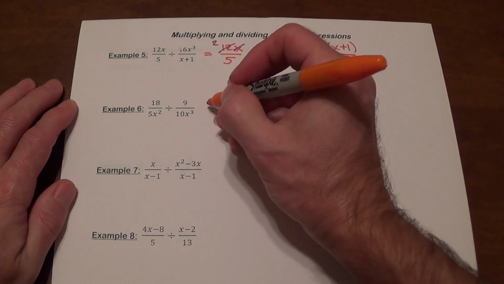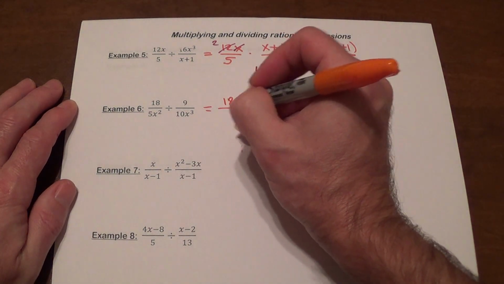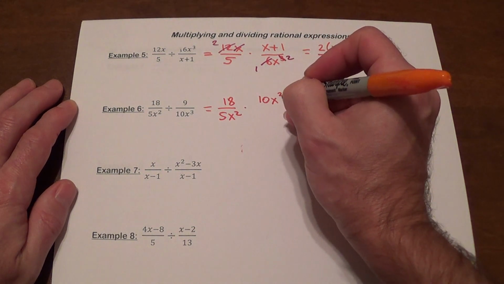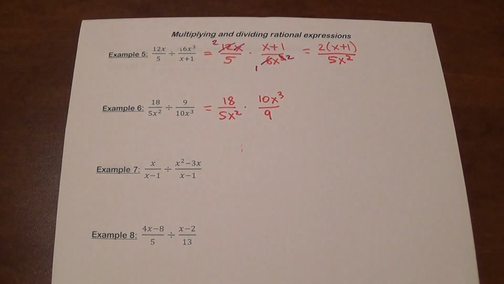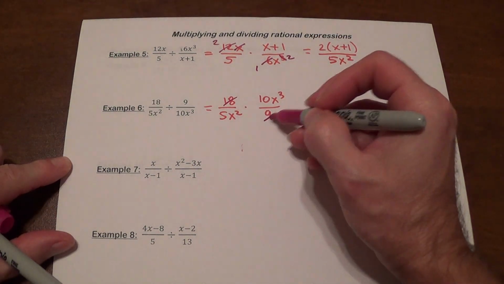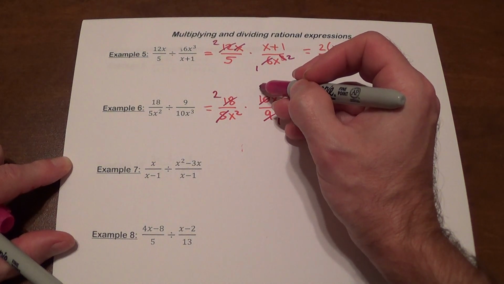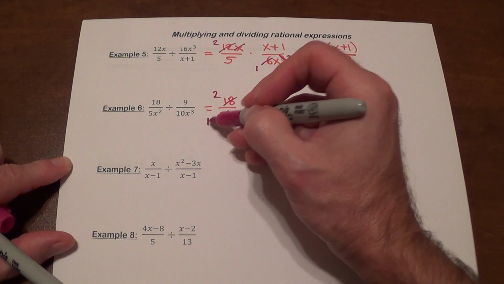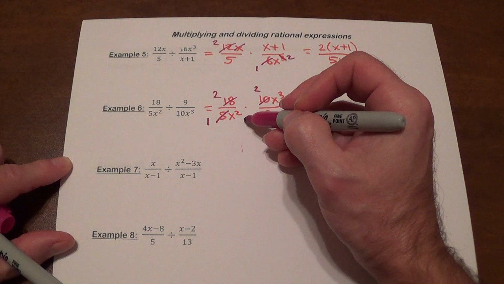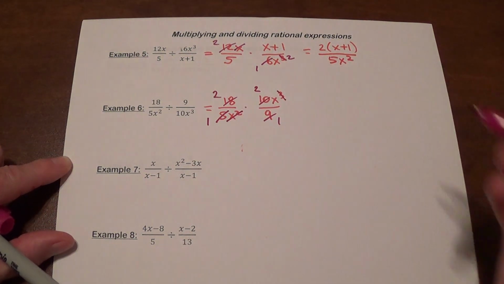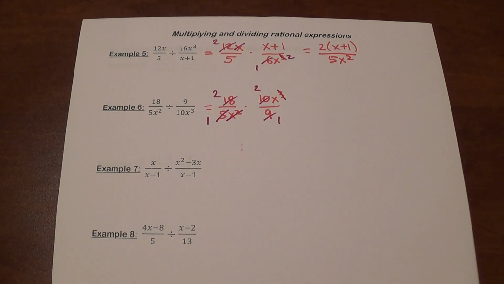Next problem, first rewrite. 18 over 5x squared times 10x cubed divided by 9. Let's check, make sure I copied this correctly. Yes, I think I did. So 18 and 9. 5 here, 10 here. That's going to be 2, that's going to be 1. And we also have x squared here, and we have x cubed here. So there's a higher power here, and it's going to leave you with just 1x.